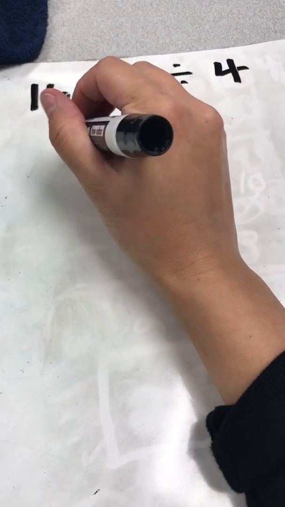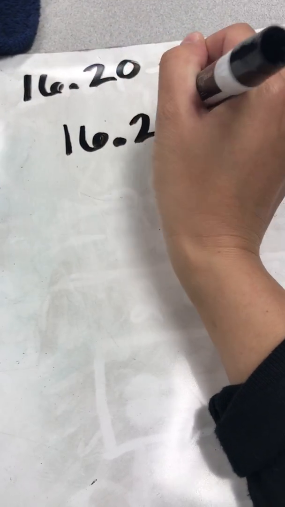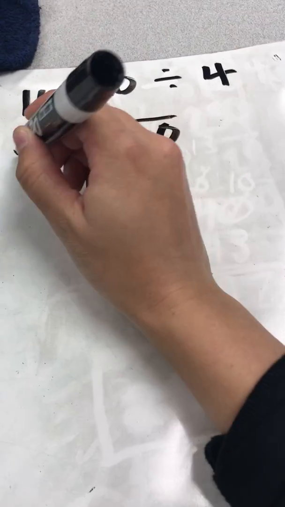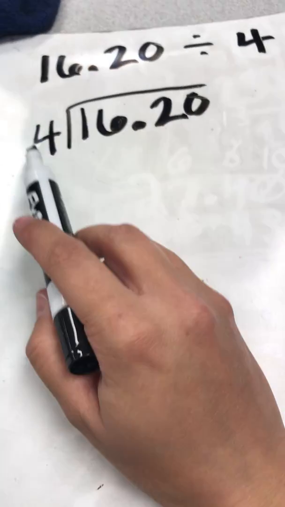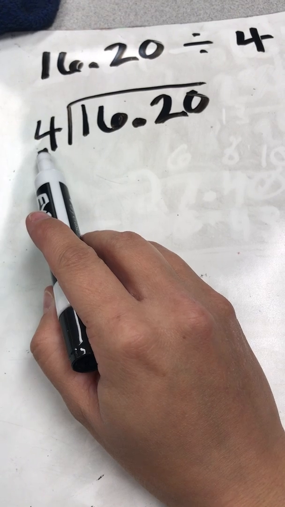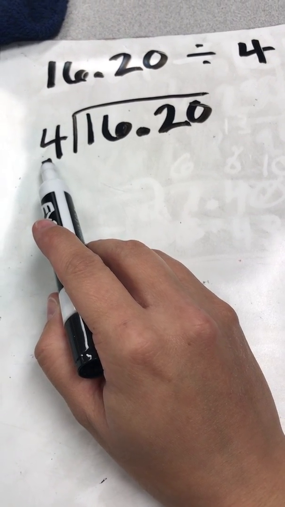We're going to set this up just like we normally would if we were doing long division. So our 16 and 20 hundredths would go inside. Our 4 is going to go on the outside of our division sign. Okay, at this point we have a whole number in the front of our division sign, so we don't need to do anything with our decimal.